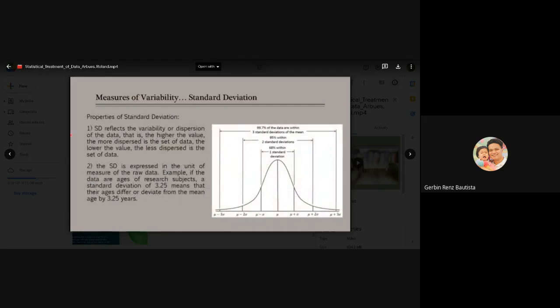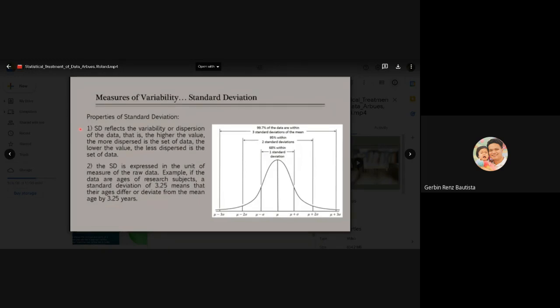The properties of standard deviation are as follows. Number one, like the variance, the standard deviation reflects the variability or dispersion of the data. That is, the higher the value, the more dispersed the set of data, and the lower the value, the less dispersed the set of data. In other words, if the standard deviation is small, the values are clustered tightly about the mean, and if the standard deviation is large, the values are scattered about the mean.